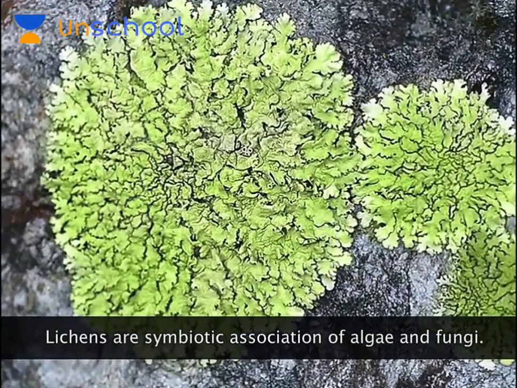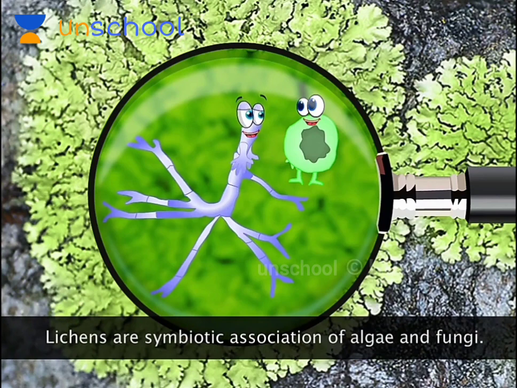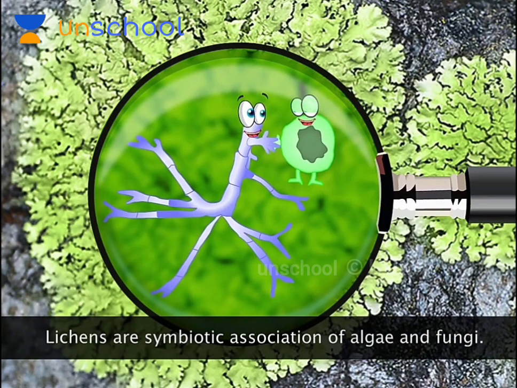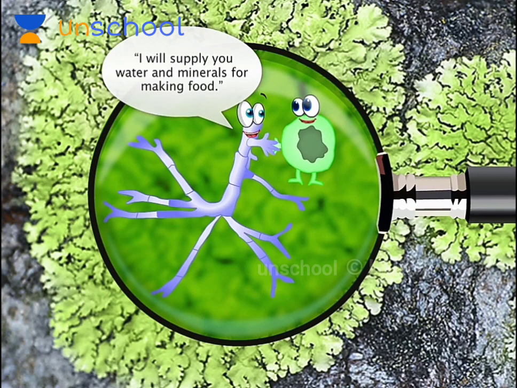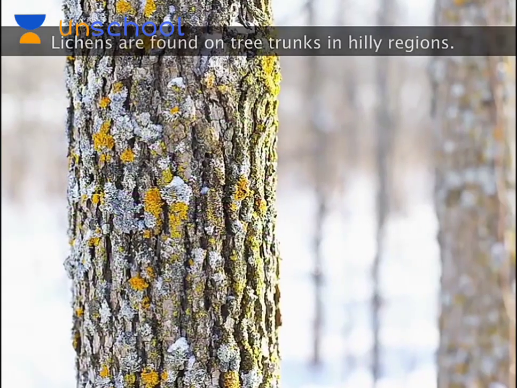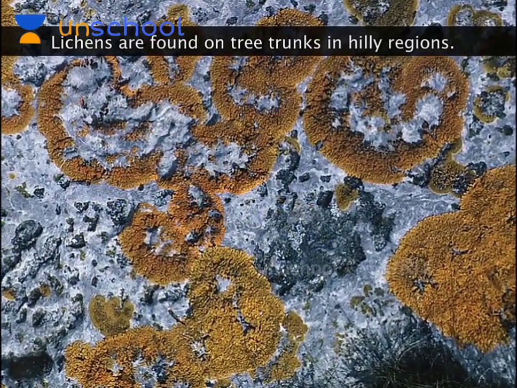Lichens are a group of unique organisms in which a green alga and a fungus live together in a symbiotic relationship. The green alga makes and shares food, and in return, the fungus provides water, minerals, and shelter. Lichens are found on the tree trunks in hilly regions.